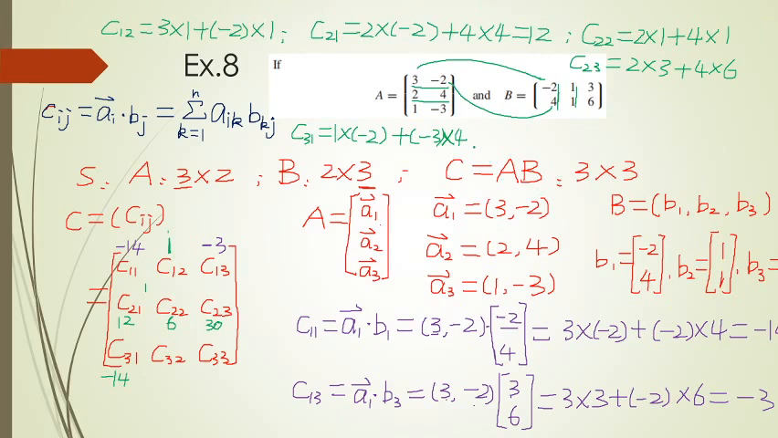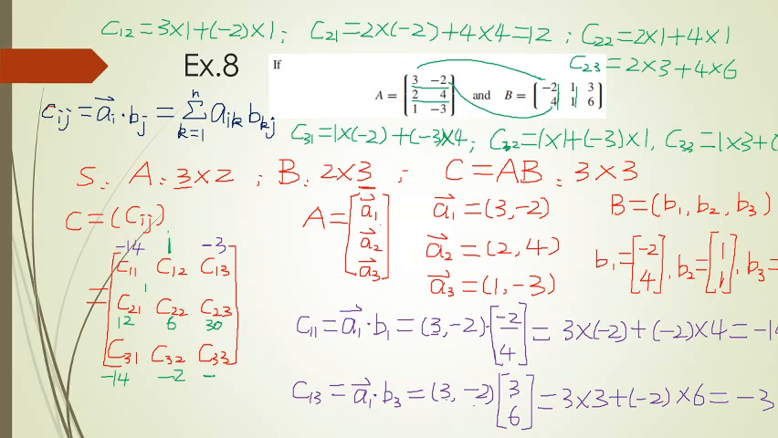And then C32. Third row times the second column. 1 times 1 plus minus 3 times 1. So it's minus 2. And finally, C33 will be the third row and the third column. 1 times 3 plus minus 3 times 6. Check all the green numbers I did. So that will be minus 15.